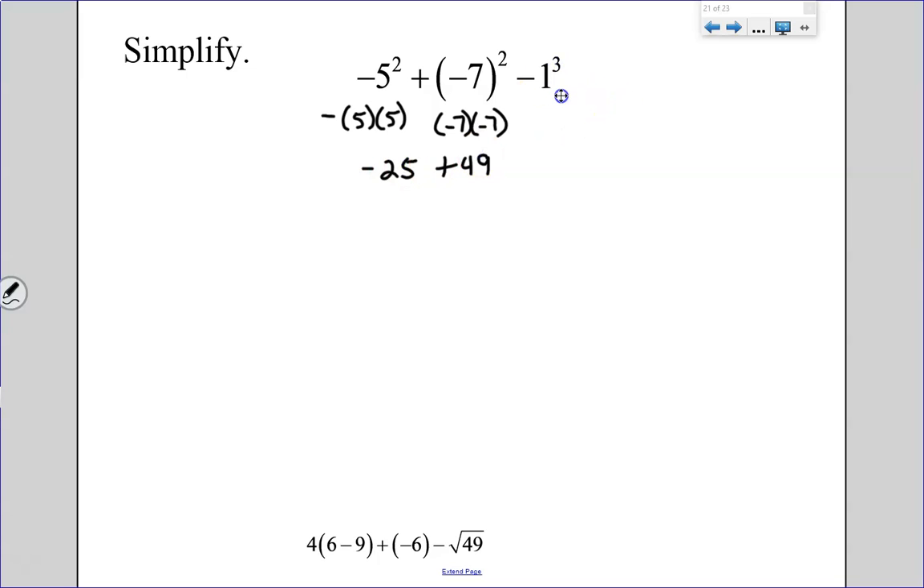Likewise, over here, there's no parentheses, so they are cubing or raising 1 to the 3rd power. So this translates into negative times 1 times 1 times 1. So this would result in a -1. Now, working my way from left to right, -25 plus 49, well, that's going to give me positive 24 because I have a negative number added to a positive number, so I have to find the difference and use the sign of the larger. And then I have a -1. Well, 24 minus 1 would make a 23.